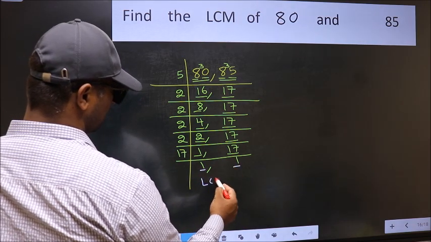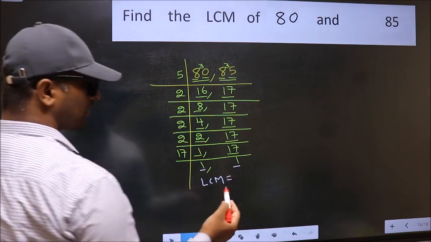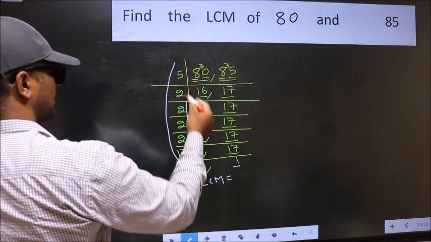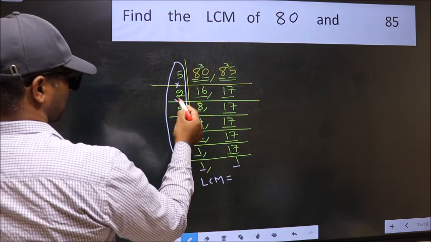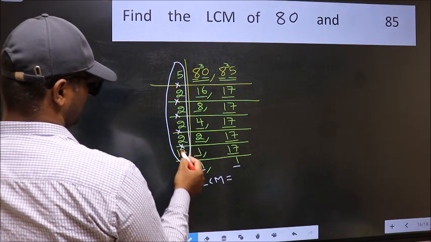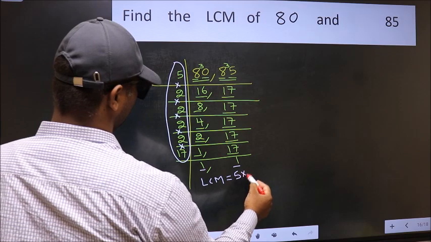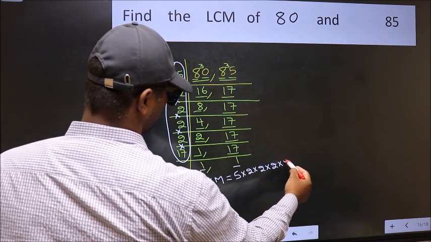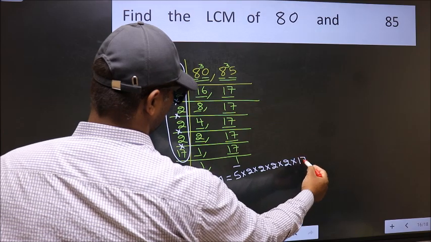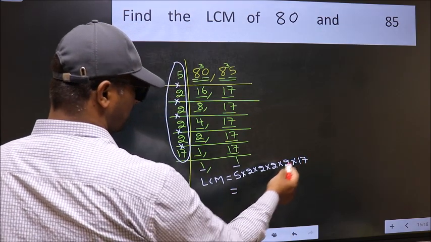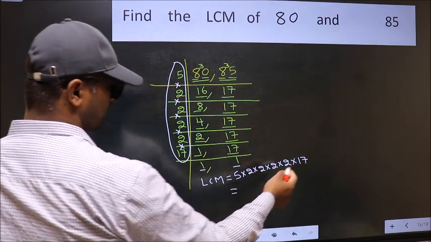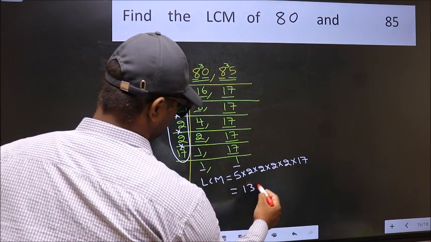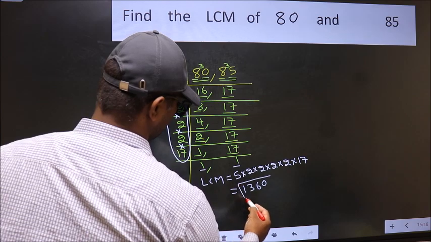So our LCM is the product of these numbers, that is 5 into 2 into 2 into 2 into 2, finally into 17. When we multiply these numbers, we get 1360 as our LCM.